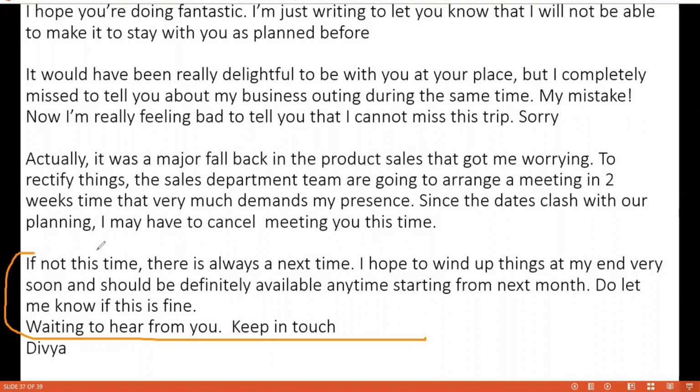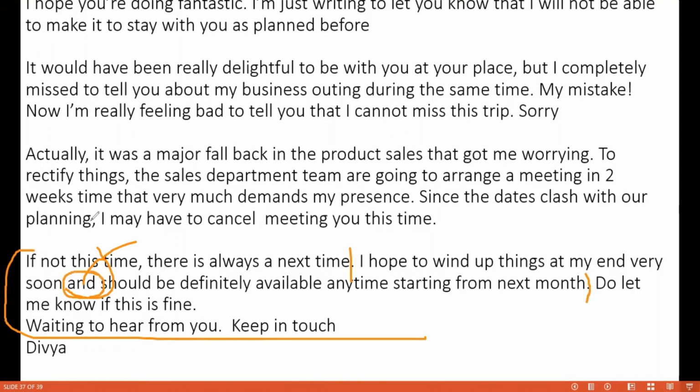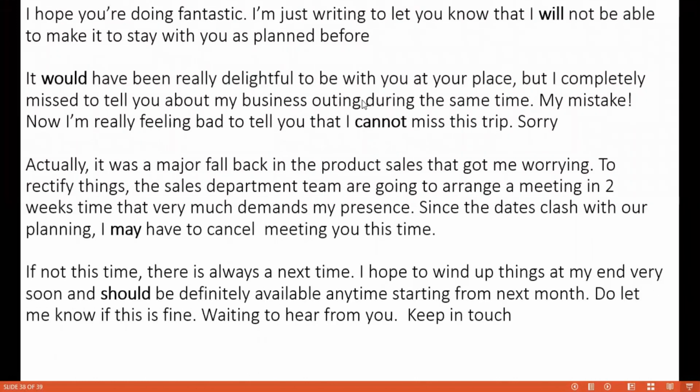Complex sentence, it's a dependency, complex sentence. I hope to wind up things at my end very soon, and I should be definitely available starting anytime next month. A compound sentence, because two independent sentences are connected using a connector. So we have got the mixture of simple, compound and complex sentences, so it should be fine. Sentence structure should be totally fine. I really hope so. And then we take up the modals.